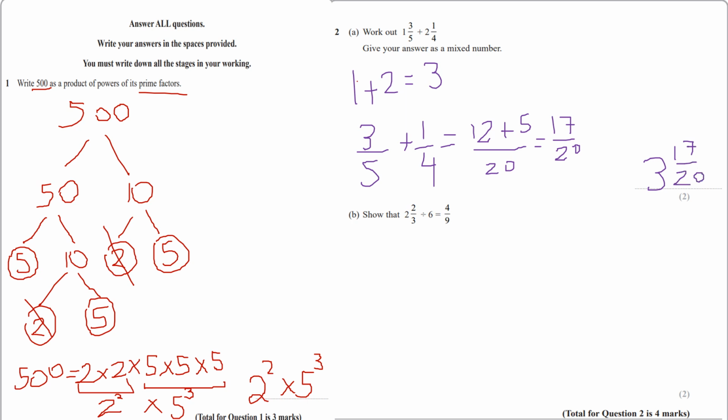I could of course have changed it into top heavy fractions or improper fractions and then added them there. But for the sake of ease, I thought I would add the whole numbers, add the fractions, and then combine my answers together. So that's another way of doing your working.